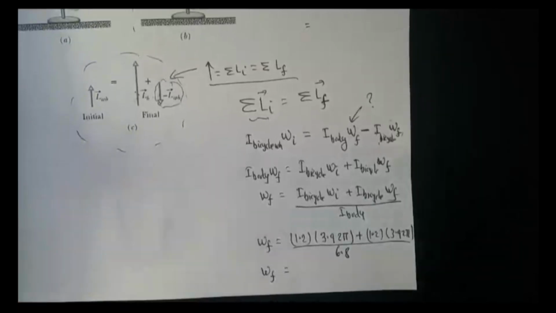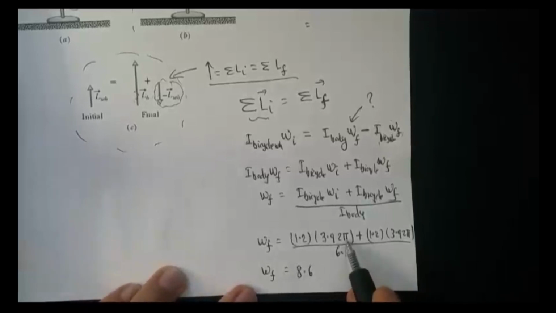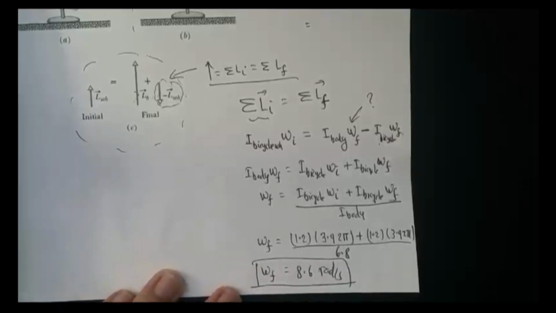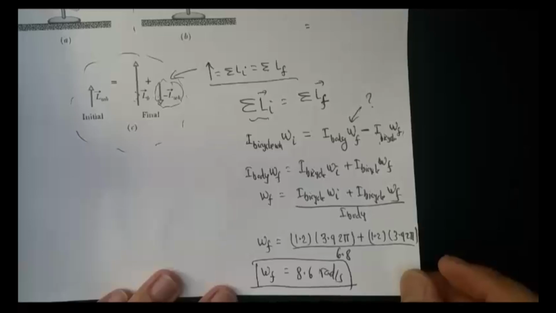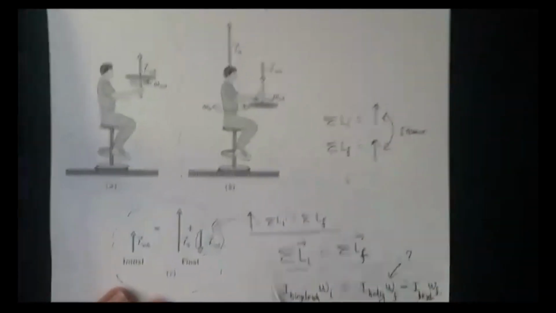I'm just going to quickly calculate that. It's 8.64, about 8.6. We have converted this into radians per second, so this is in radians per second. That should be your answer. You can check the magnitude. So this is the angular velocity of this student's body.